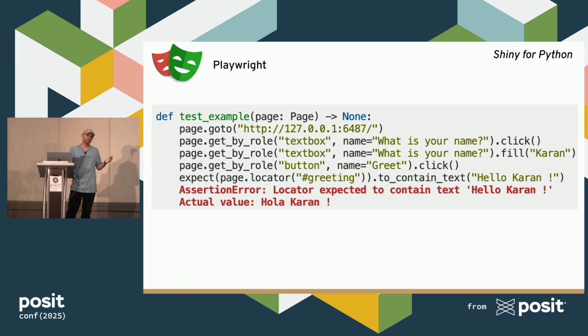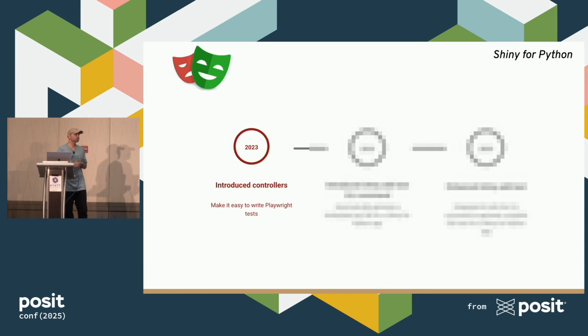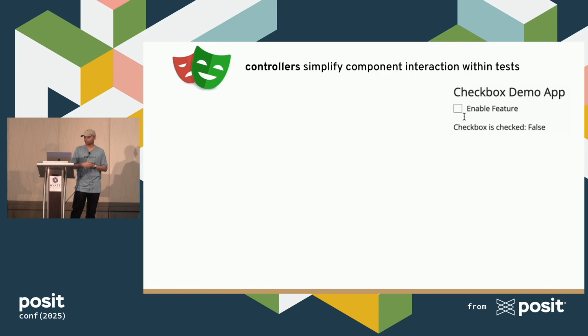And it works well, but again, like I said, it takes a little bit of effort to learn how to locate different elements on your components in your Shiny app. So in 2023, we introduced controllers. The way the concept works is, let's say you have a checkbox that you can interact with, and you want to write a test for that. Controllers essentially simplify how you would interact with it.